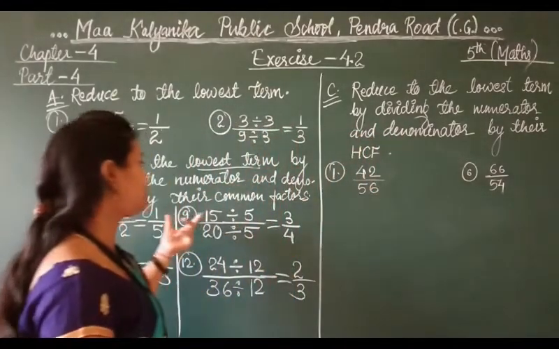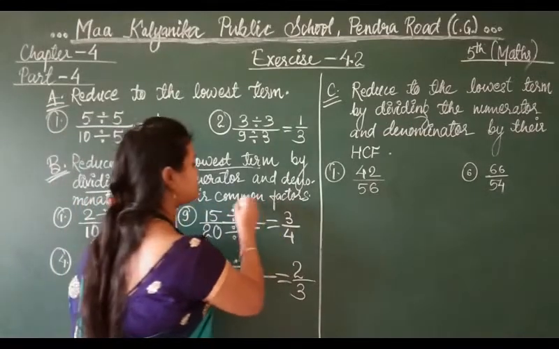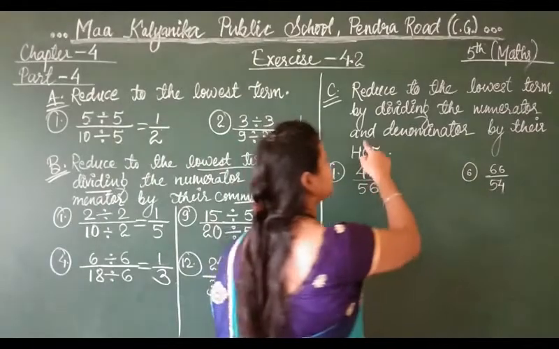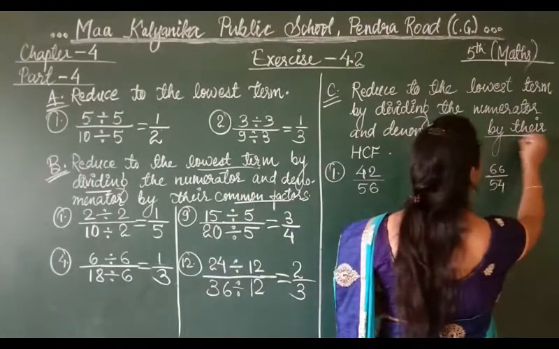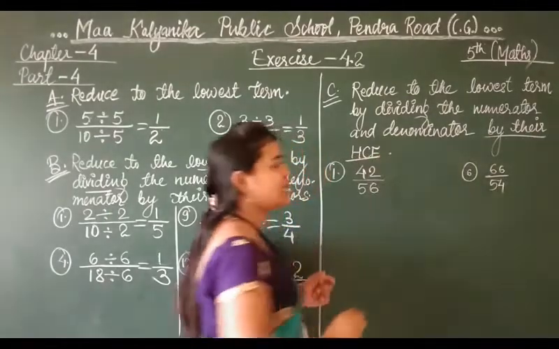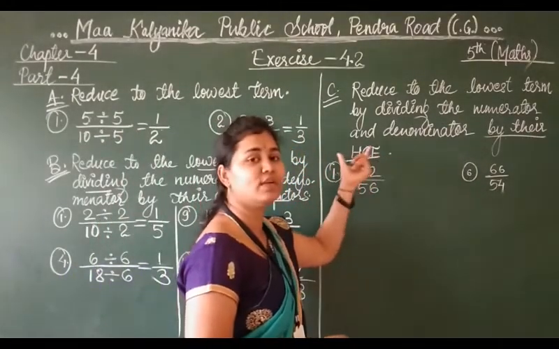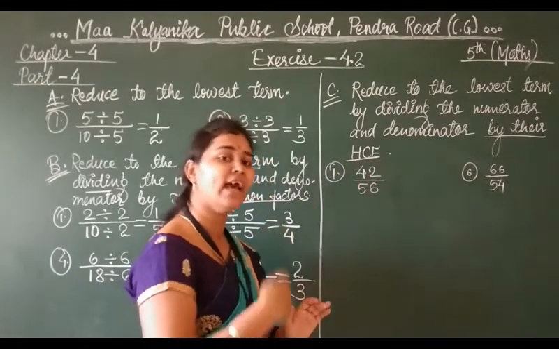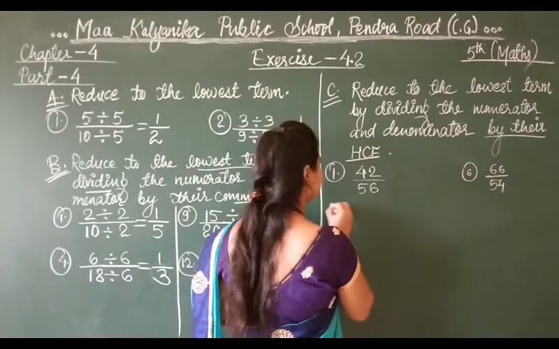This is also the same question, but in the last part it was by their common factor. Here it was by the common factor we had to divide, but here we have to divide the numerator and denominator by their HCF. The last line is different, that we have to divide by their HCF. First we have to find the HCF and then we have to divide. So let us find the HCF of both.